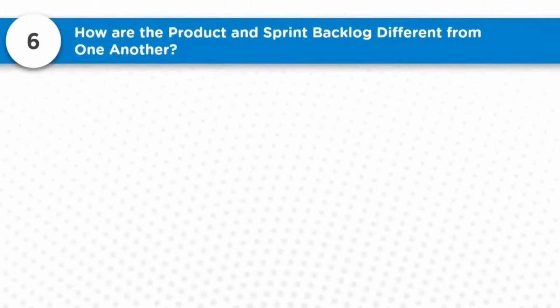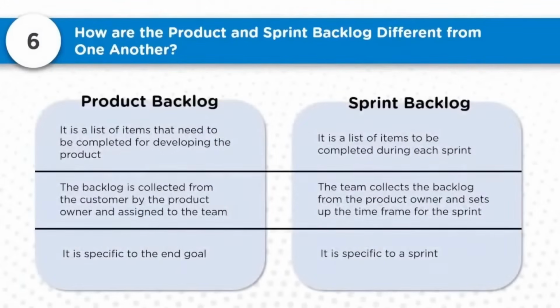Now question number 6, how are the product and sprint backlog different from one another? Product backlog versus sprint backlog. Let us see a few differences. The product backlog is the list of items that need to be completed for developing the product, the consolidated list of all the features and functionality. Whereas the sprint backlog is the list of items to be completed during each sprint, which are taken from the product backlog. The product backlog is collected from the customer by the product owner and assigned to the team, whereas in the sprint backlog, the team collects the backlog from the product owner and sets up the time frame for the sprint.